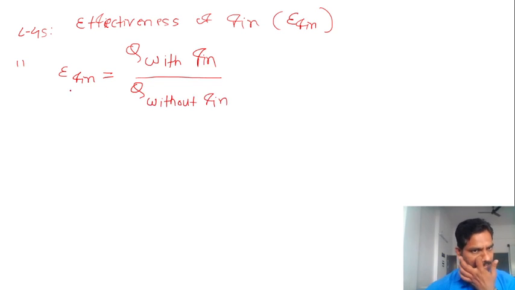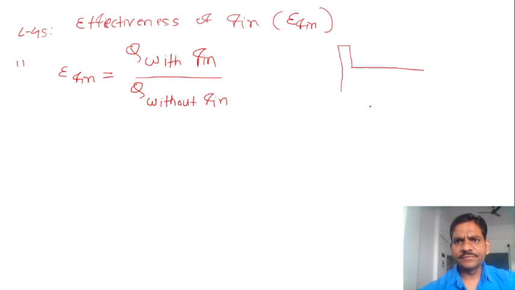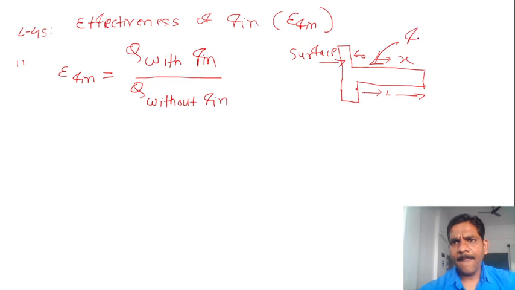This is called the effectiveness of a fin, because we know this is the diagram of the fin, guys. We already learned the fin in great detail, right? This is the fin diagram. L is the length along the x direction. There is a base temperature, T0. This is the surface, and this is the fin, and from the fin the heat is transferred.